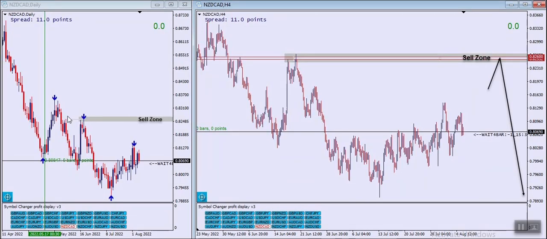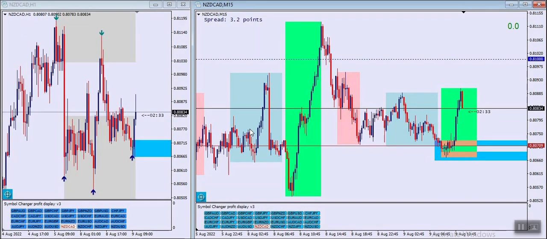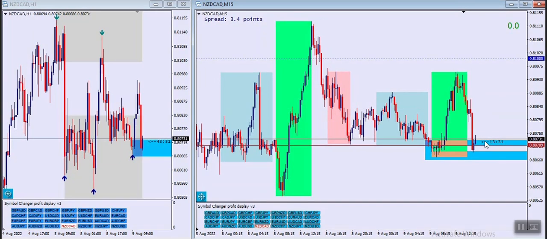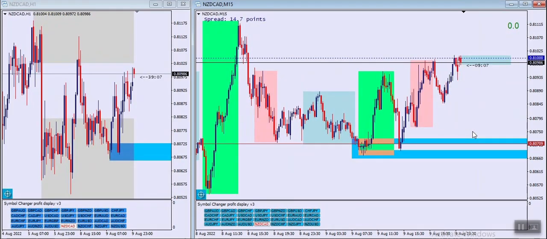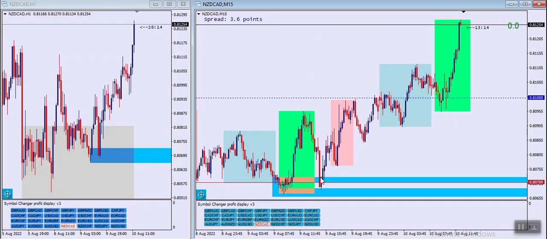So I'm also expecting a sell on this NZD CAD. This is NZD CAD on the 1 hour time frame. I had another block here creating an inequality. I was expecting price to come back to the zone, and that was when price hit the zone, and that was a buy. That was how price traded away from it. Massive profit.